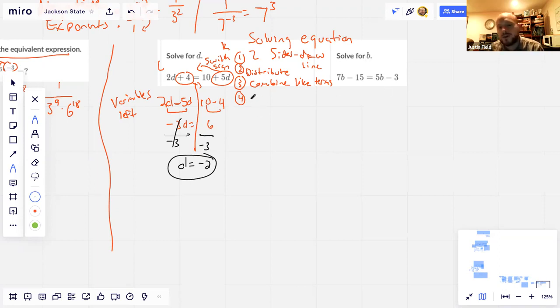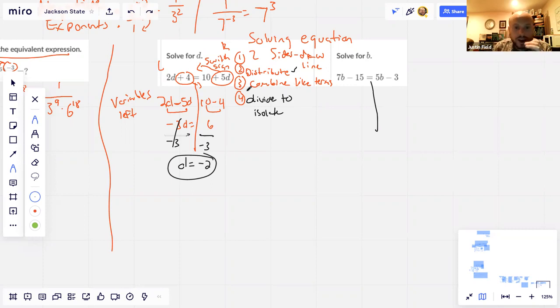So combine like terms, and then divide to isolate. So let's do this a little bit faster. So draw the line, two sides, distribute. No, we don't have to distribute. Combine like terms. No like terms to combine.